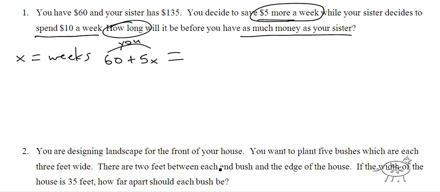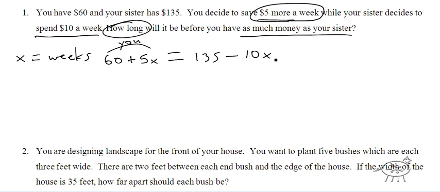Your sister's got $135. That's a fixed cost. She's got that much money. And she's spending $10 per week. That's important. Spending means you're losing that much. So it's minus 10x. And that's the setup for this, math fans. It's really not that bad, but you have to be careful. Make sure you have your positives when you're adding money and your negatives when you're subtracting money.